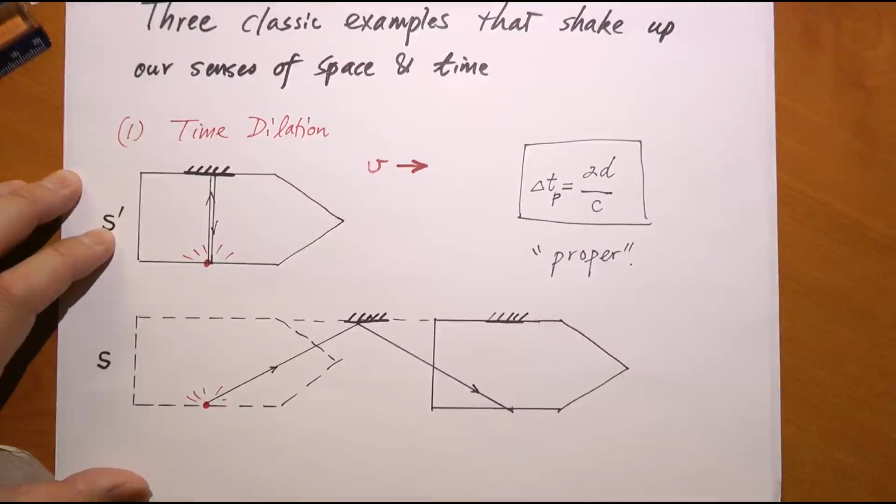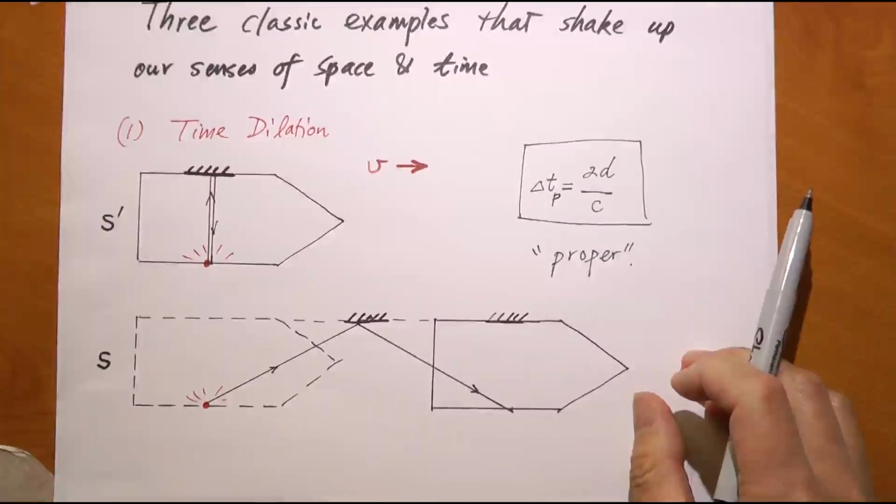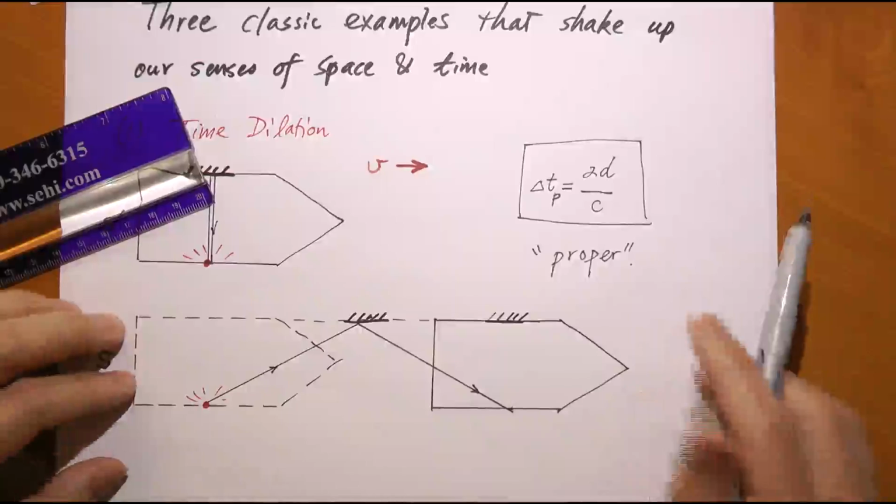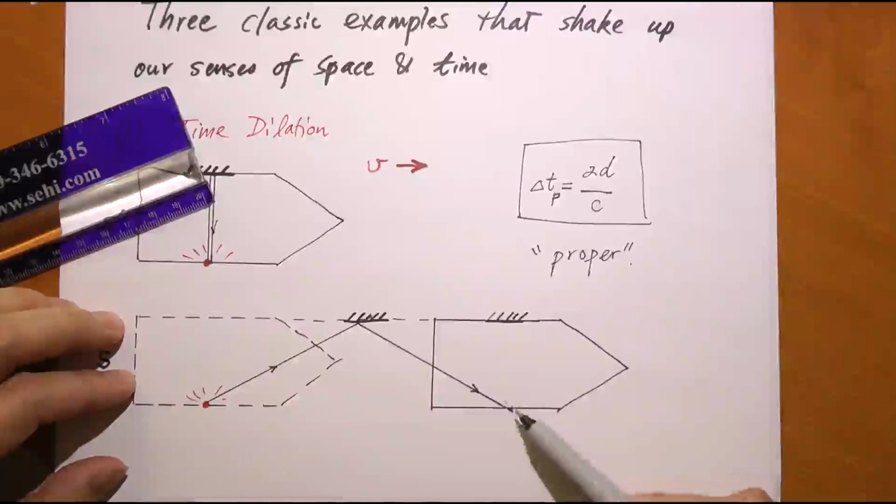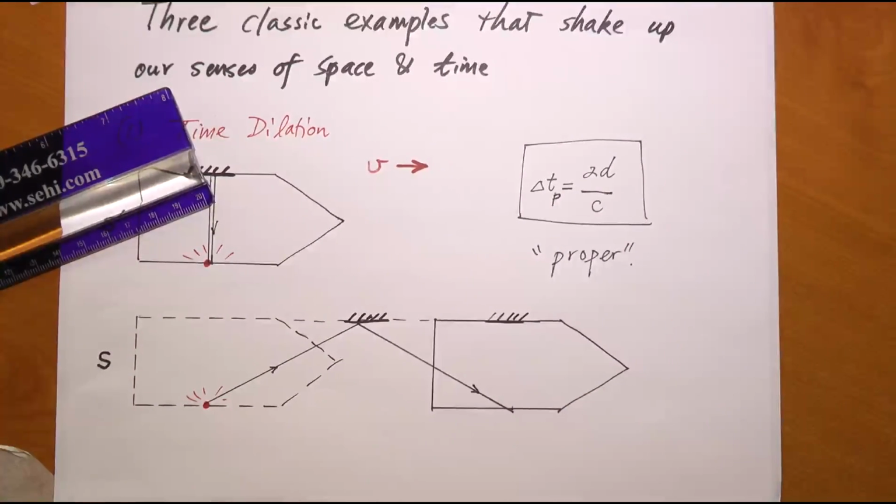Again, the time interval between two events has different values depending on who's measuring it, and clearly that is because we have to insist on using the same speed of light in both reference frames. Now, how long is this delta t going from here back to there? This is easy to calculate.